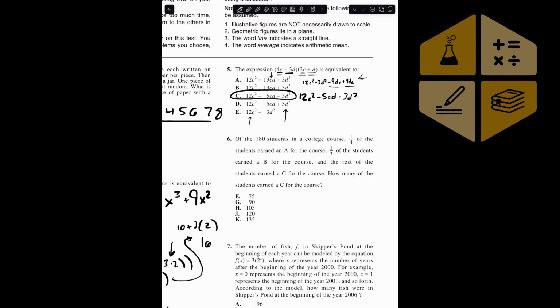So to solve this problem, we simply start with 180, which is the total number of students in the college course. We subtract off those who made an A, we subtract off those who made a B, and in the end, we're going to be left with how many made a C for the course.